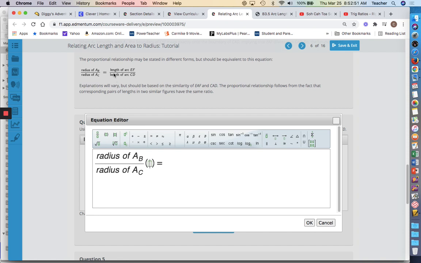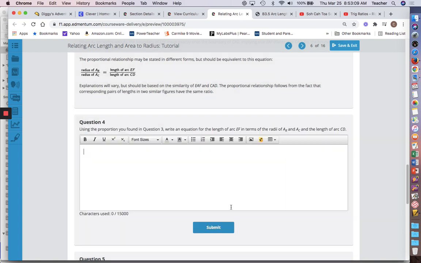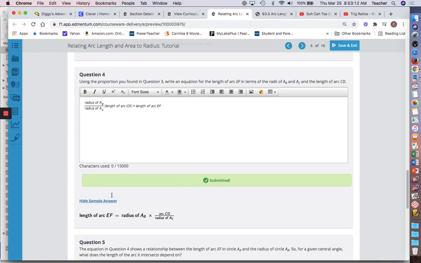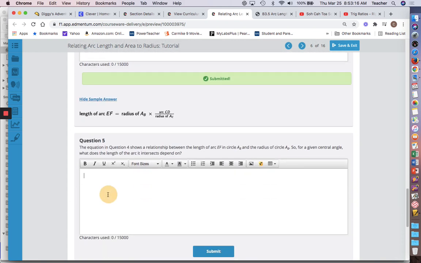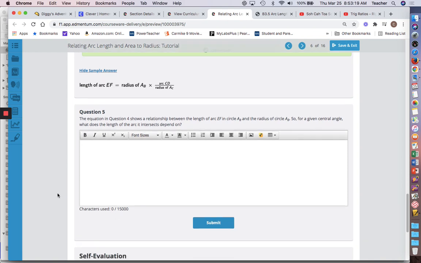Now the opposite is to multiply, so this is going to be the length of arc CD. And we were trying to get the length of arc EF to itself, so now we have it. Length of arc EF. So again, they're just getting us set up for the formula. So in number 4, the equation relationships show the length of EF equal to the radius of AB.